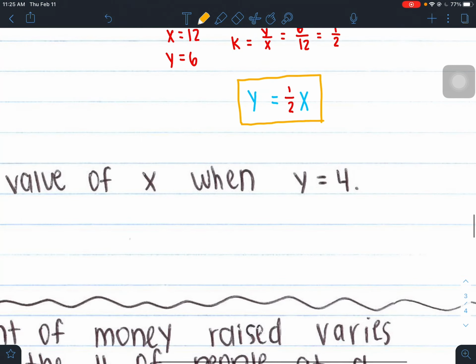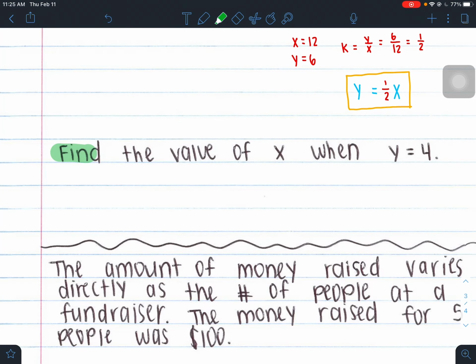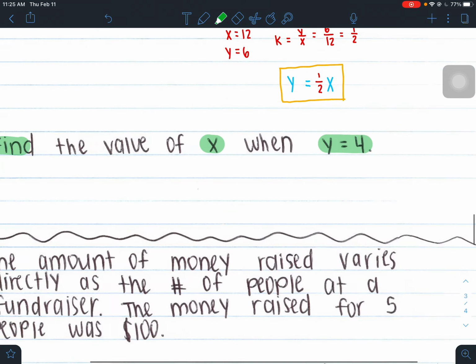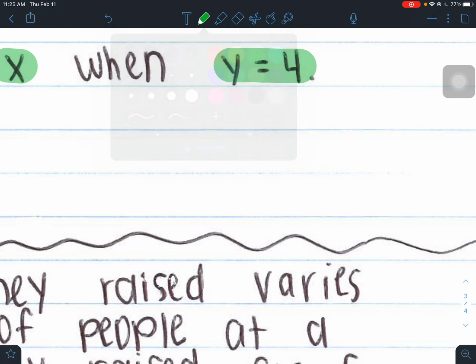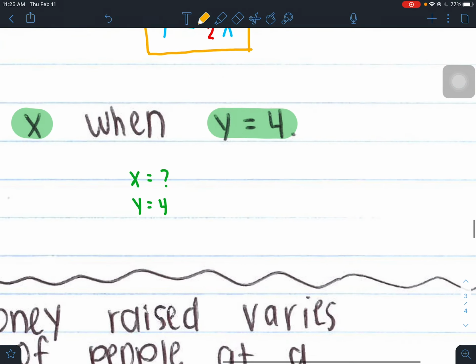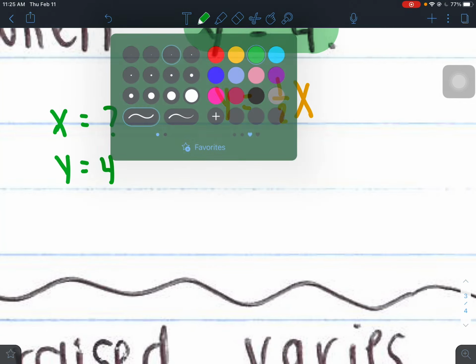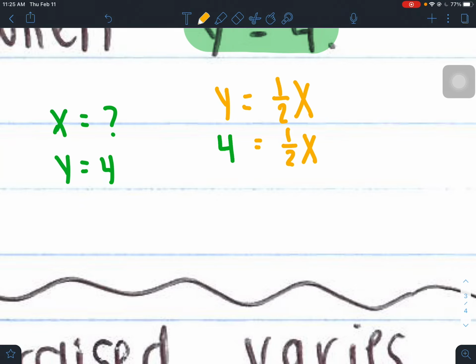Now it asks you, find the value of x when y equals 4. So now they want you to use the equation. Find x when y equals 4. So this is what we know: x is a question mark. Using the equation we just created, y equals 1/2 x, we're going to plug in 4 for y because that's all we know. So 4 equals 1/2 x.